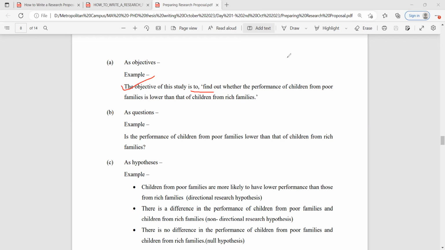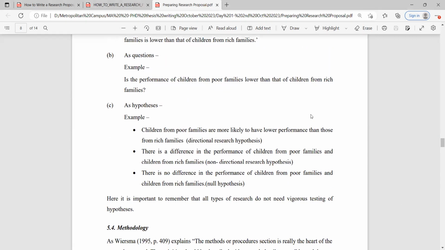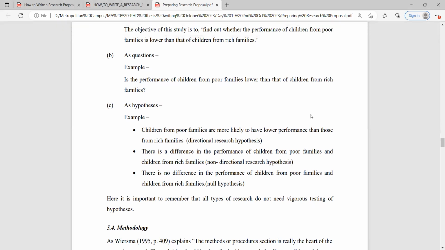So then the same objective, you can make it into question form. See the question: Is the performance of children from poor families lower than that of children from rich families? So you can convert it the same way, right? Then imagine you're going to write your hypothesis with that. Similarly, you can include your hypothesis also like this. See, children from poor families. Now this, you can take it.